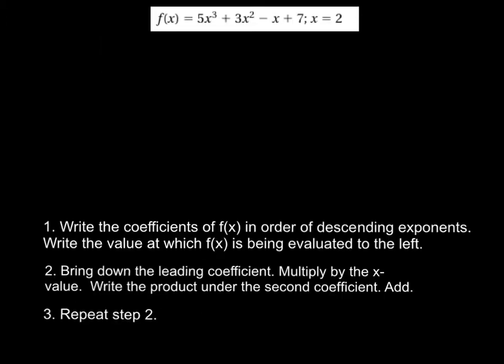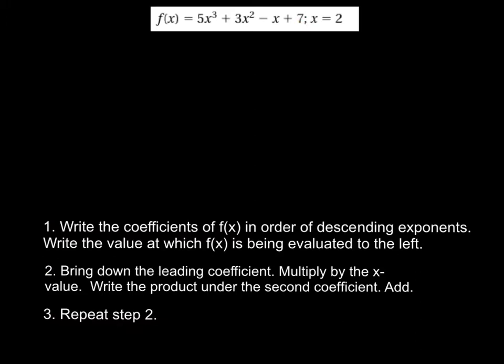Now let's take a look at the same function, only this time we're going to evaluate x equals 2 using synthetic substitution. So our function f of x is the same, 5x cubed plus 3x squared minus x plus 7, and we're evaluating where x equals 2. Take a second and copy down these 1, 2, 3 steps. Press pause.